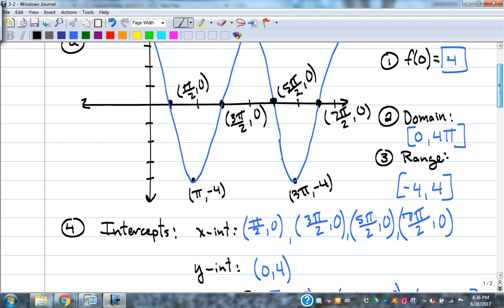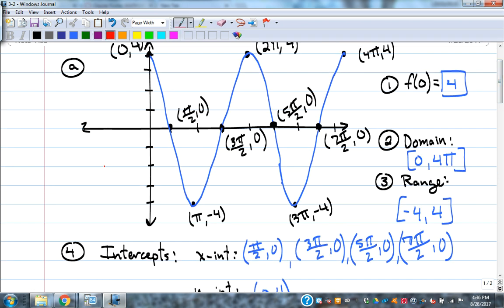So if I went up here to the graph, I could draw that, this little dotted line here. That's y equals -2. How many times would it intercept that? 4 times. Okay.